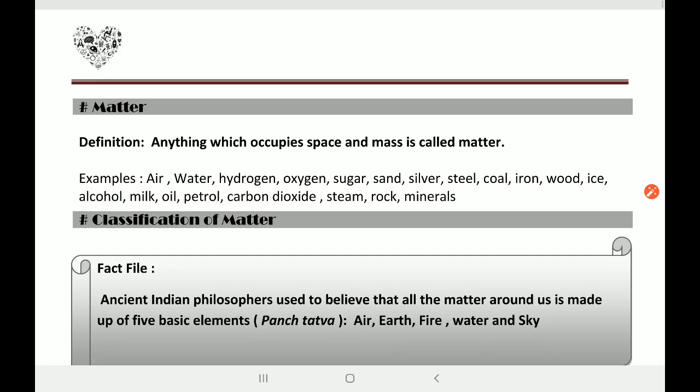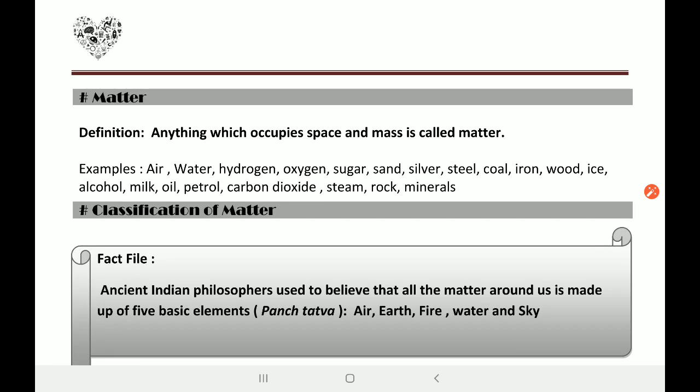Matter is so wide around us, wide in the sense of range. There are so many things around us. So it was a necessity that we need to classify matter. In ancient times in India, we used to think that everything is made up of five tattva: air, fire, water, earth, and sky. We used to call it Panchatattva. So whatever is there around us is made up of these five tattva.